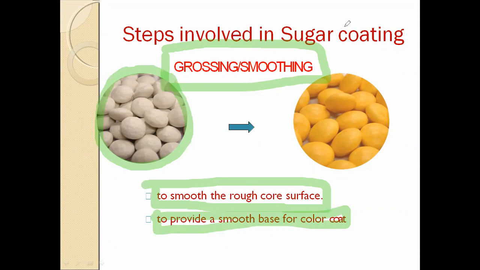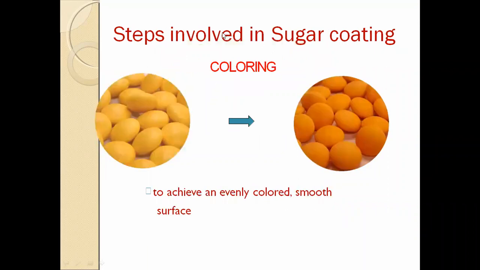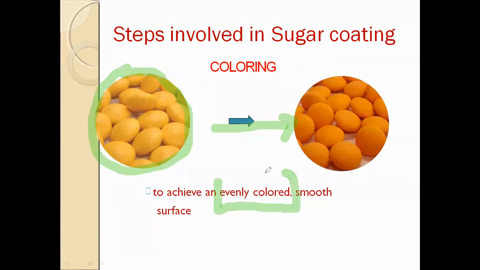Now the next step is the application of color coating. Whatever we have applied in the smoothing process is shown over here, and to this you are going to apply the color which you want. This coloring step is performed to achieve an evenly colored smooth surface.